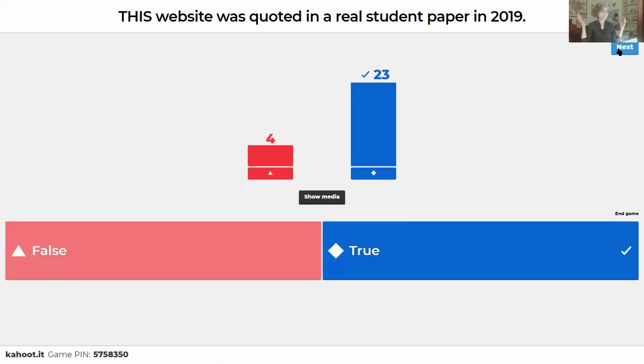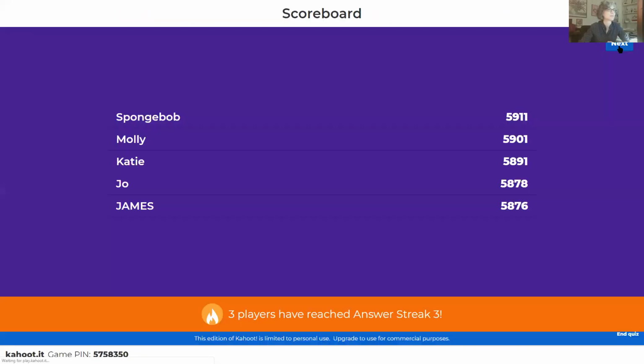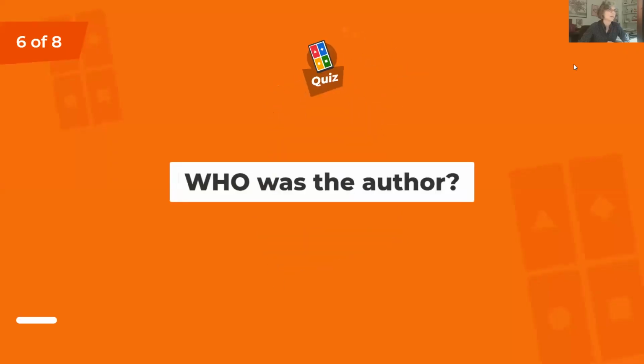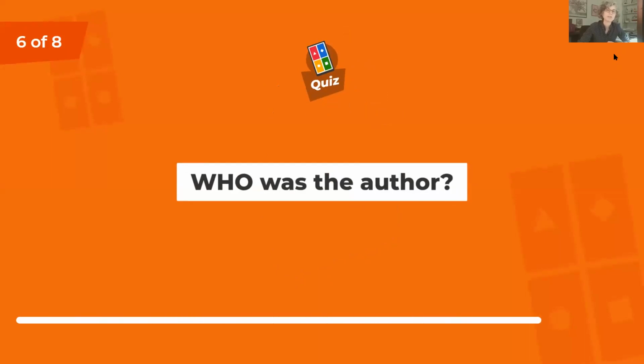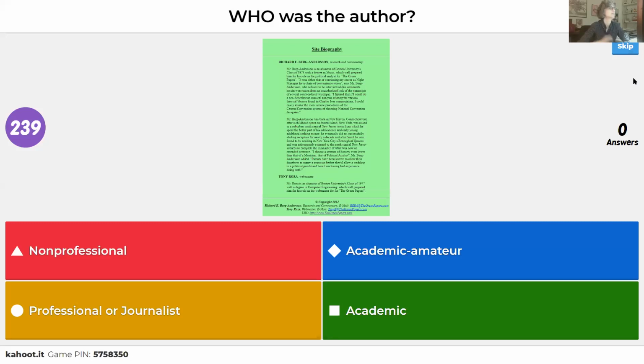Okay, so in fact, most of you were correct. This was really what our student used to talk about the Supreme Court justices, Green Papers. So let's learn about the author of Green Papers and figure out where we think this person fits in this method. Okay, so the author's name is Richard E. Berg Anderson. He's an alumnus of Boston University. He has a degree in music. We don't know if it's a graduate degree or not, just a degree in music, which he says well prepared him for his role as political analyst of the Green Papers. Quote, "It was either that or continuing my career as night manager for a chain of convenience stores."